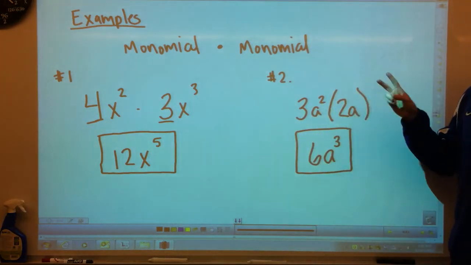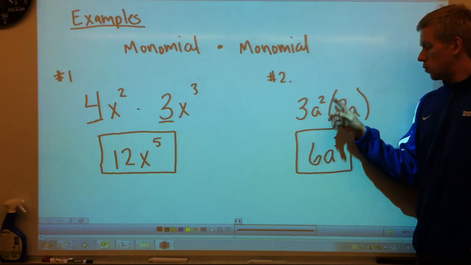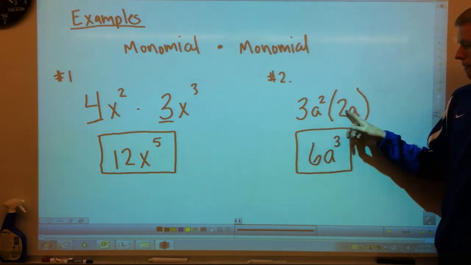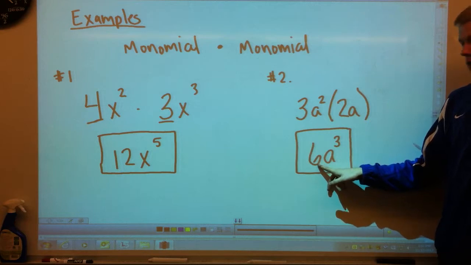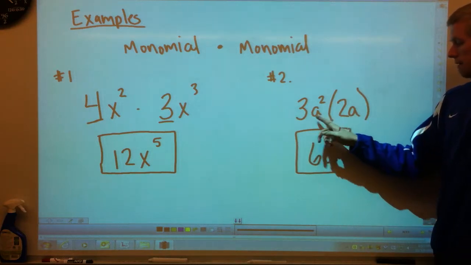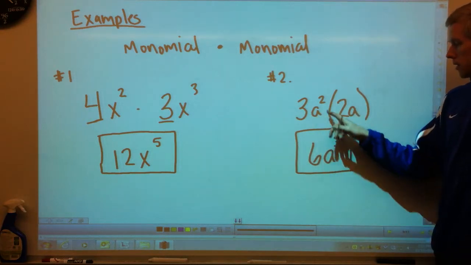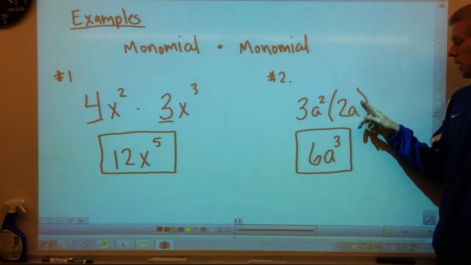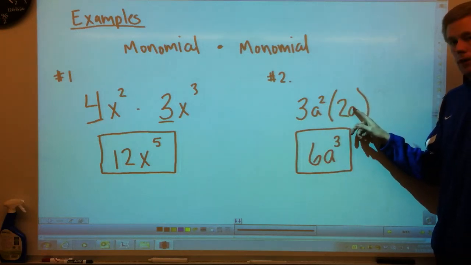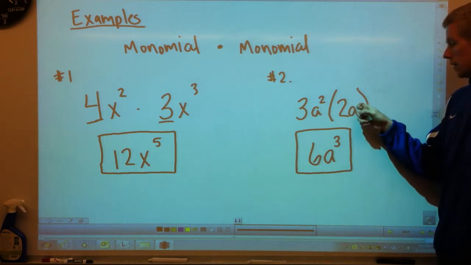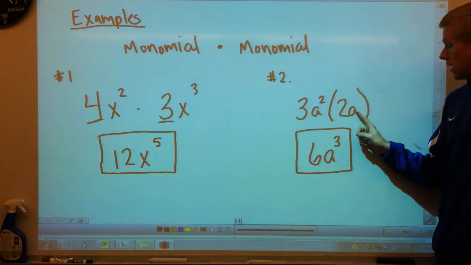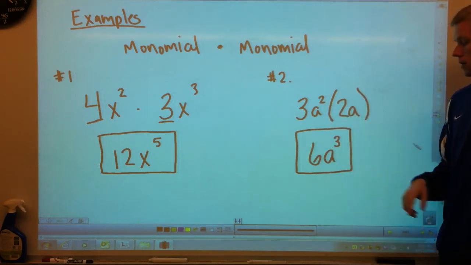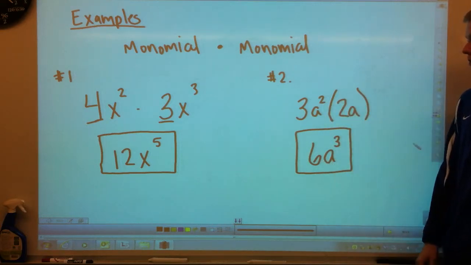Next example, number 2, just another way to see it. 3a squared with parentheses. When there's parentheses there, I just multiply. So I multiply my big. 3 times 2 is 6. And then I'm going to add, because they have the same base, I'm going to add my exponents. 2 plus 1. Now this is an imaginary 1 right here, so I have to remember, even though it's not written, it's not 0. Okay? There's 1a here, so I need to remember that the exponent is 1. So 2 plus that 1 is 3. So my answer was 6a cubed.